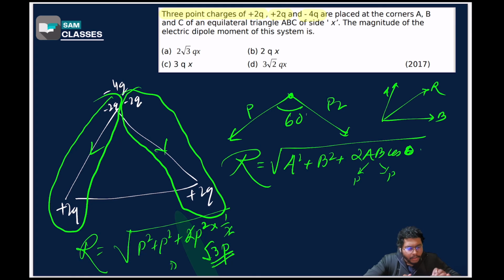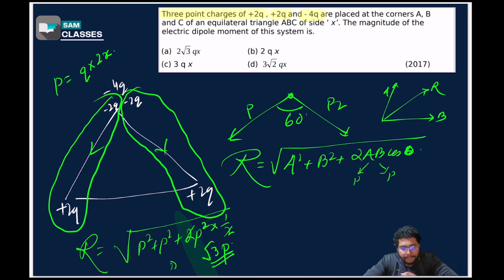Now we got the resultant. Now what about the charge part? Correct, the resultant is root 3 P. What about the charge part? How do we solve it? Now, P, because they haven't given it in terms of the dipole moment. So what is dipole moment? Dipole moment is nothing but, what is it? Charge into the distance between them.